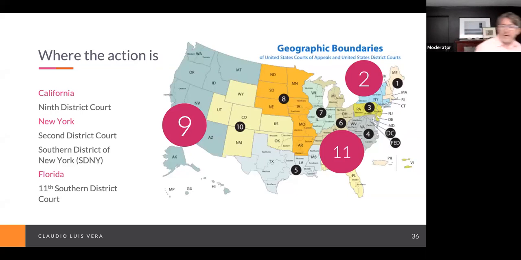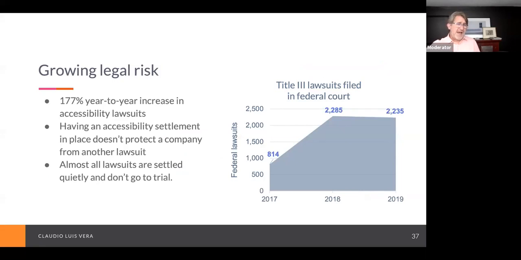Now, it should come as no surprise that because we have the Unruh Act, California is one of the states where the most legal action happens. New York is another one, and also here in the 11th Southern District Court in Florida. So some of the landmark cases for accessibility have happened here in South Florida, in Fort Lauderdale, and in Miami. There's been this massive jump in the amounts of cases that have been filed in federal court. From 2017 to 2018, the number of cases almost tripled. And people were getting very anxious because if it kept on spiking up at the same rate, the federal courts were going to be absolutely flooded with nothing but web accessibility lawsuits.